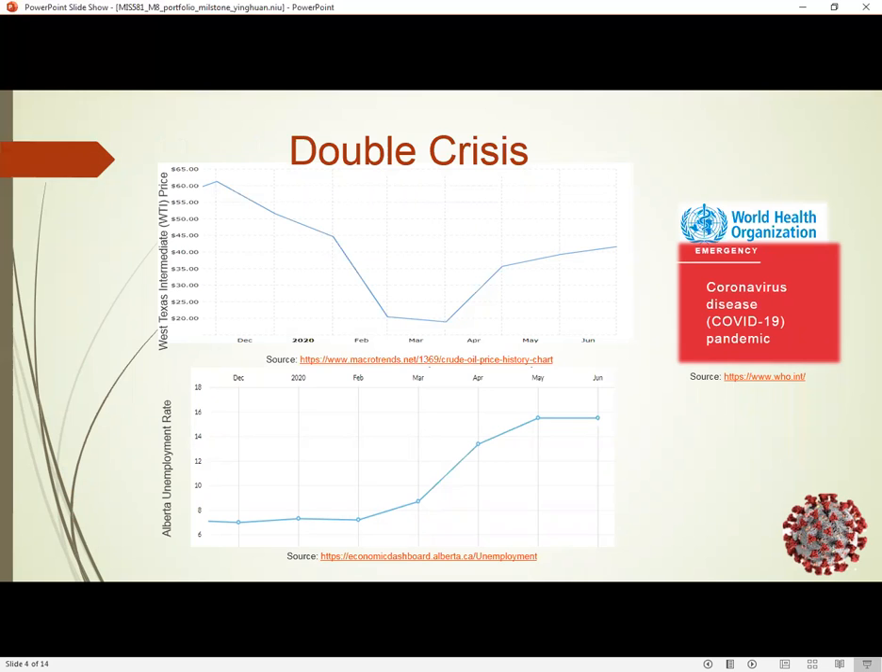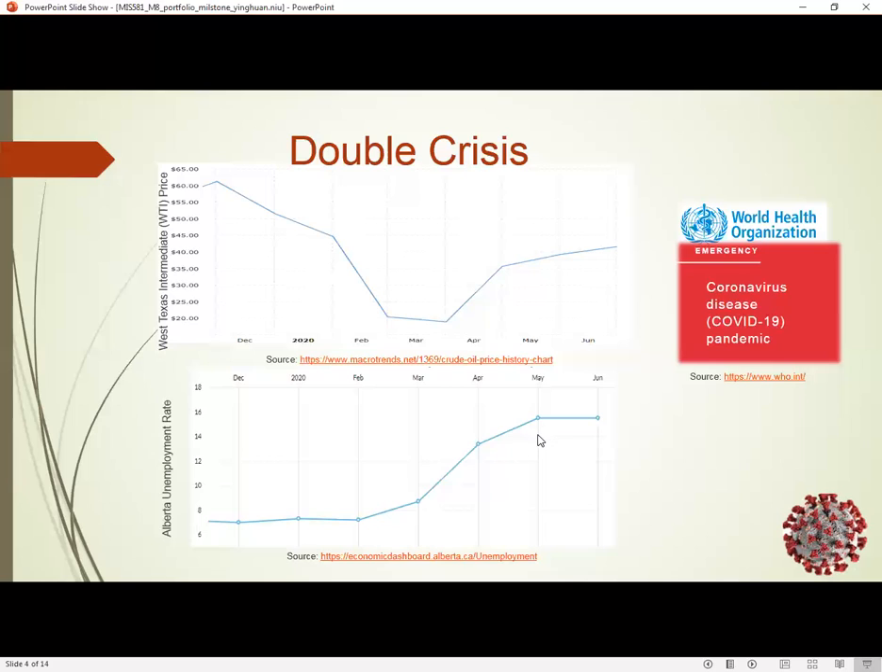Like many other jurisdictions in the world, Alberta was in lockdown due to the COVID-19 pandemic. That's from mid-March to mid-May. The crisis is reflected in the unemployment rate, where you can see in March the number was 8.7% and hiked up to 13.4% in April and continued to increase to 15.5% in May and June.